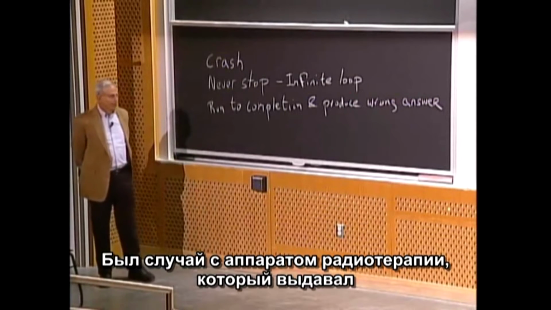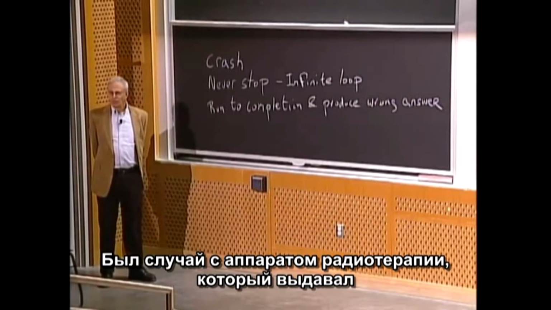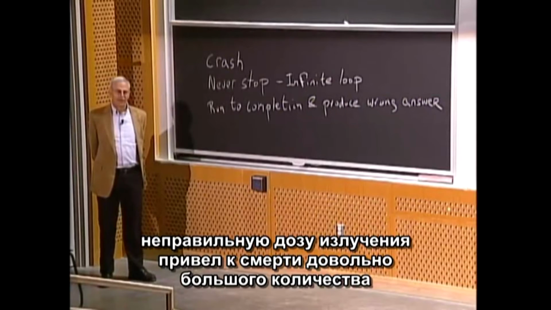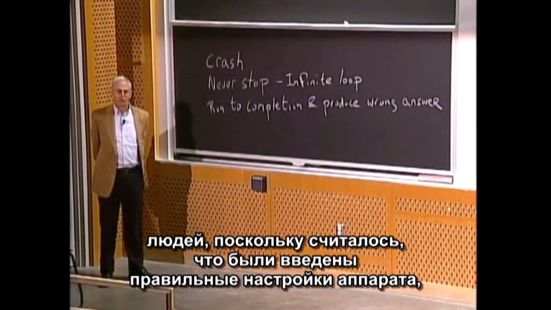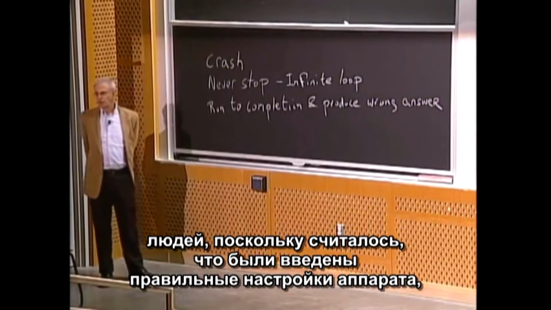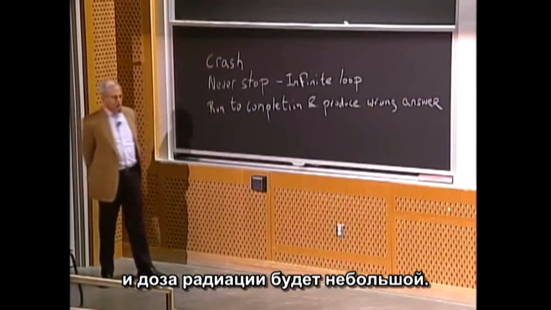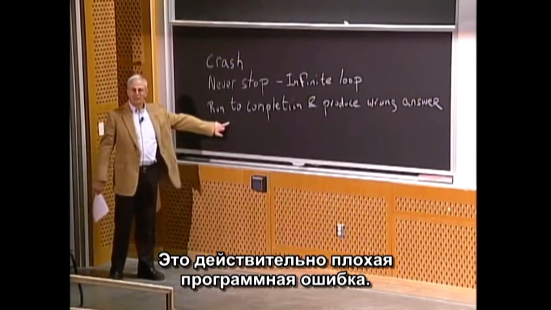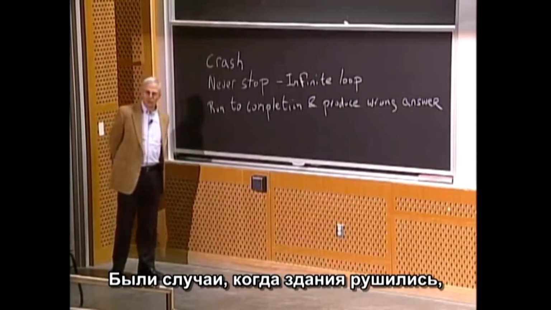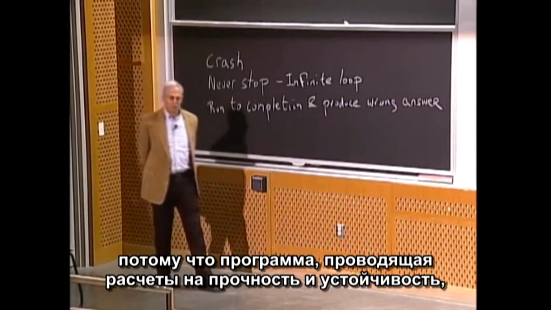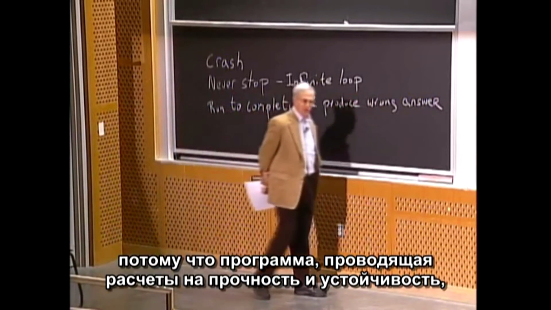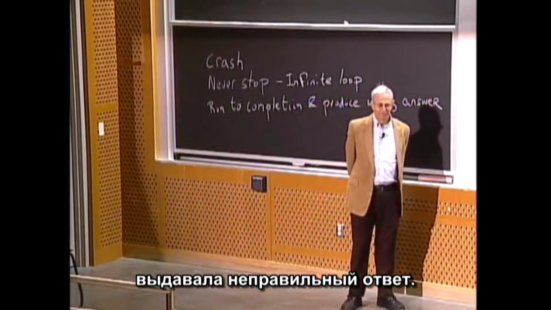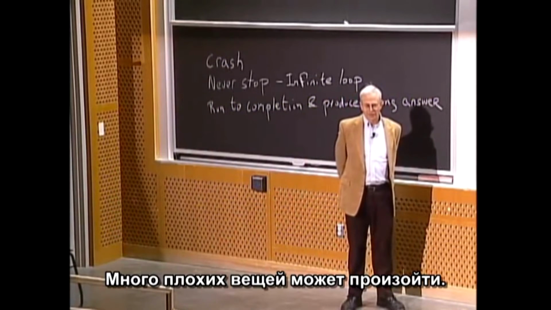There was a radiation therapy machine that produced the wrong dosage of radiation and actually killed quite a few people, because they put in the correct input and it would dose the patient with a fatal dose of radiation. That's a really bad mistake. There are buildings that collapse because people run programs that do the structural engineering and the programs give the wrong answer. Lots of bad things can happen.